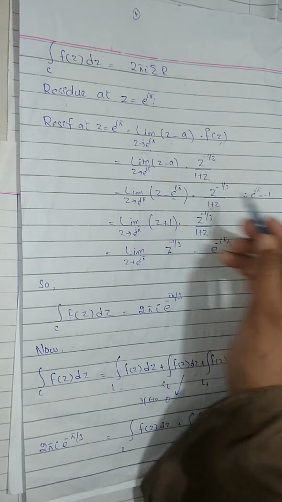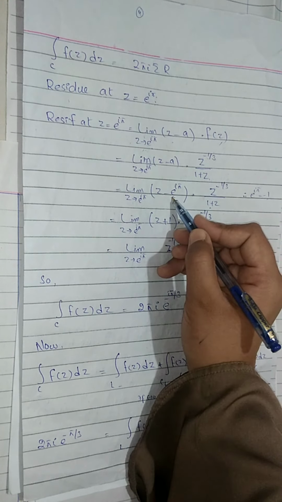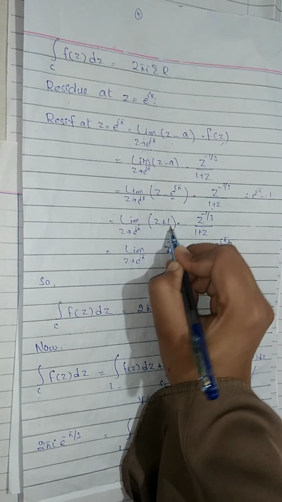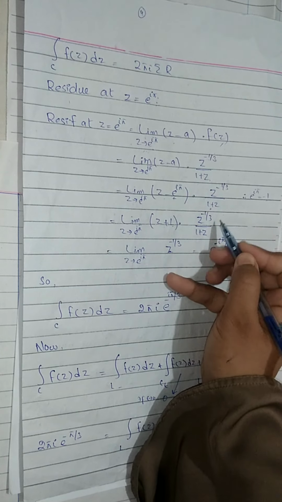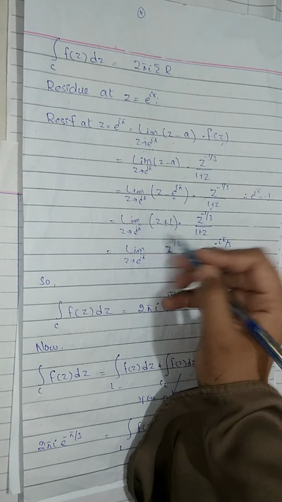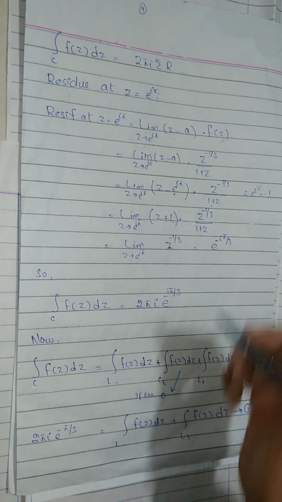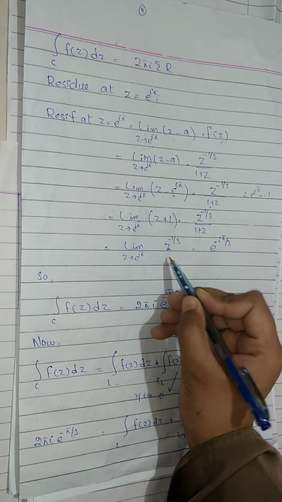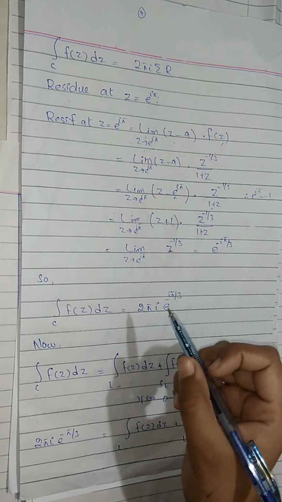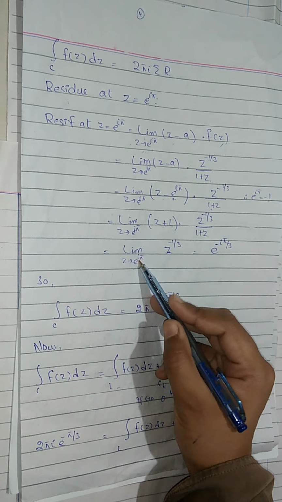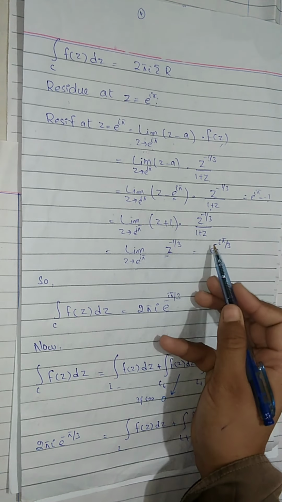The contour integral of f(z) dz is equal to 2 pi i times the sum of residues, by the Cauchy residue theorem. We have our pole at z = e^(iπ), so we can find the residue at z = e^(iπ). It is the limit as z approaches e^(iπ) of (z - a) f(z), where f(z) is z^(-1/3) over 1 + z.